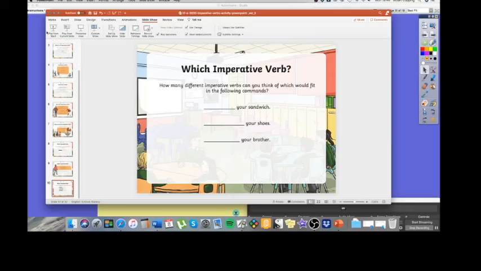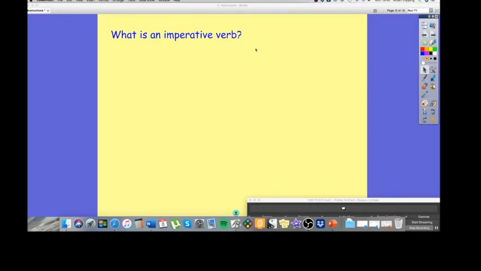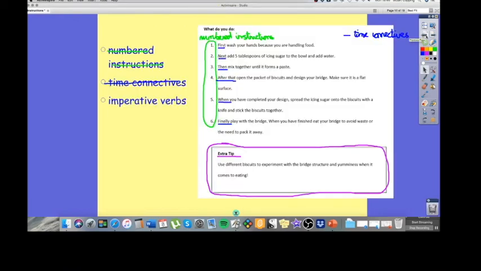Okay, so let's get rid of that and let's go back to here. If you look at the first instruction: first, wash your hands because you are handling food. Next, add 5 tablespoons of icing sugar to the bowl and add water. Then mix together until it forms a paste. After that, open the packets of biscuits and design your bridge. Make sure it's a flat surface. When you've completed your design, spread the icing sugar onto the biscuits and stick the biscuits together. Finally, play with the bridge.